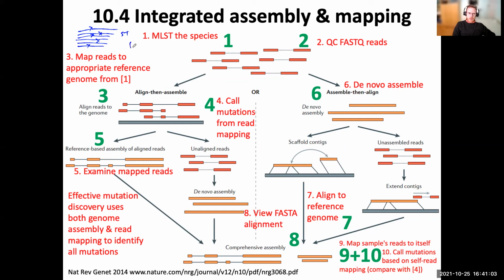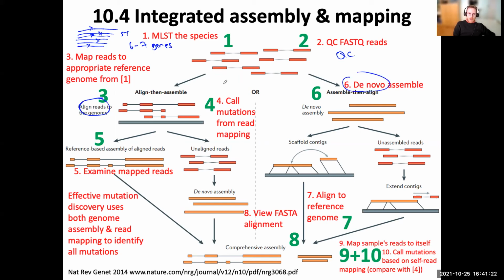So this is just based on 6 or 7 housekeeping genes. So it is simply a classification tool. Then next we do QC like we did before, moving on to options either to map the reads or to de novo assemble, or better still, do both.